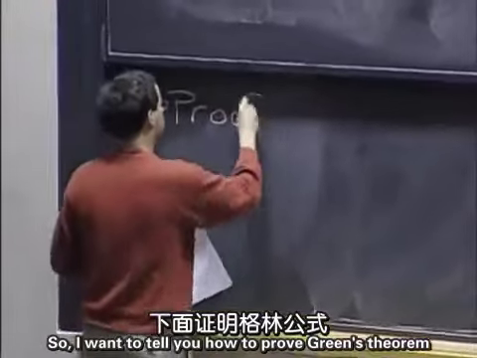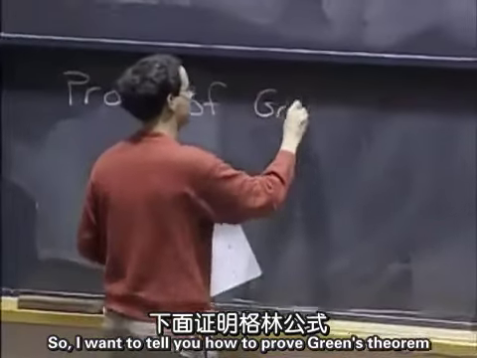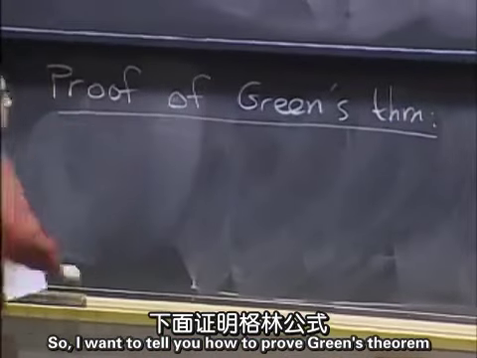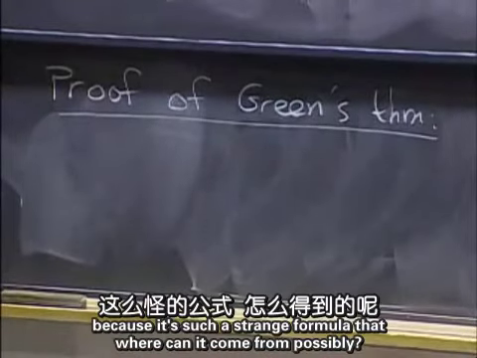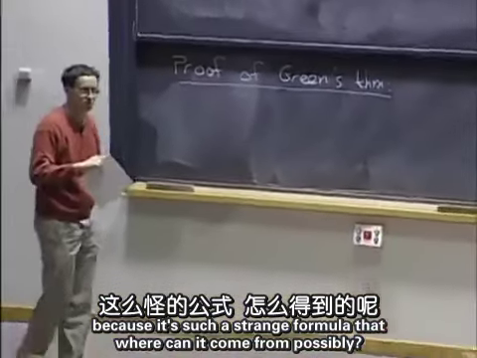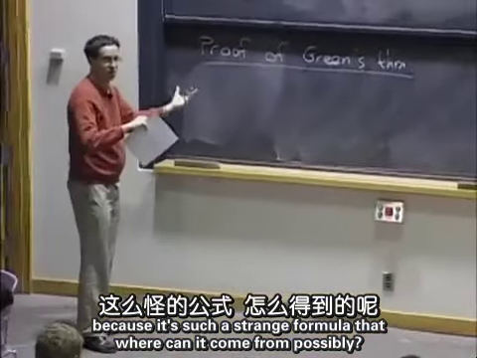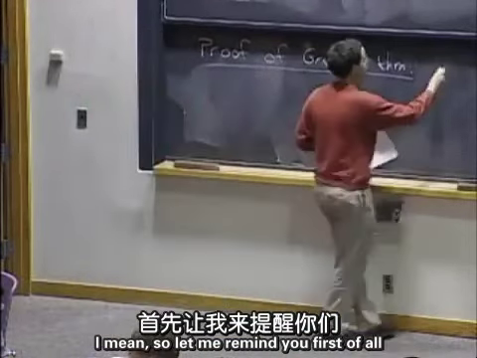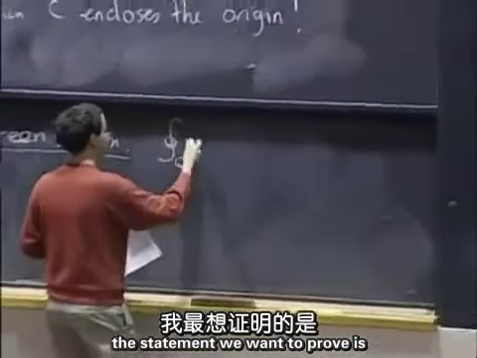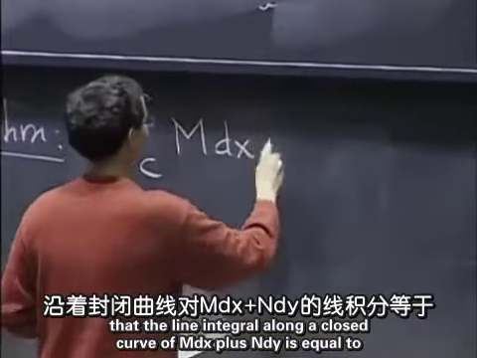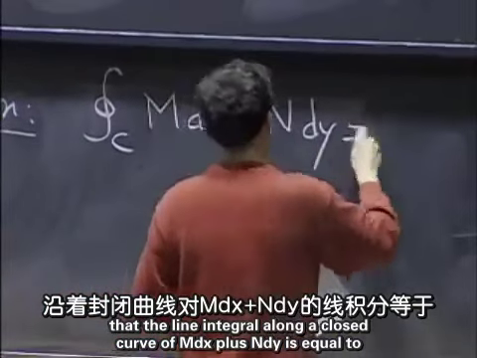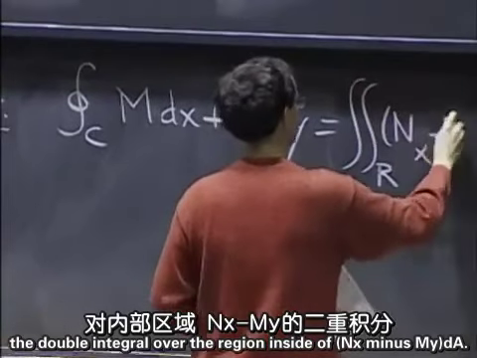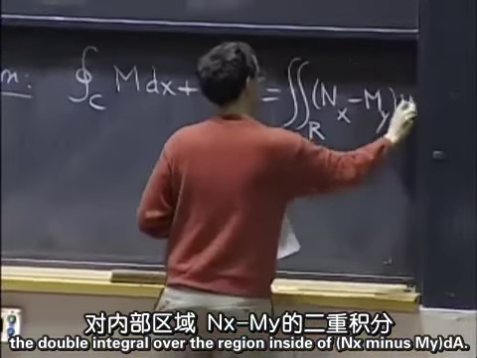So I want to tell you how to prove Green's theorem, because it's such a strange formula that, where can it come from, possibly? So let me remind you, first of all, the statement we want to prove is that the line integral along a closed curve of M dx plus N dy is equal to the double integral over the region inside of N_x minus M_y dA.